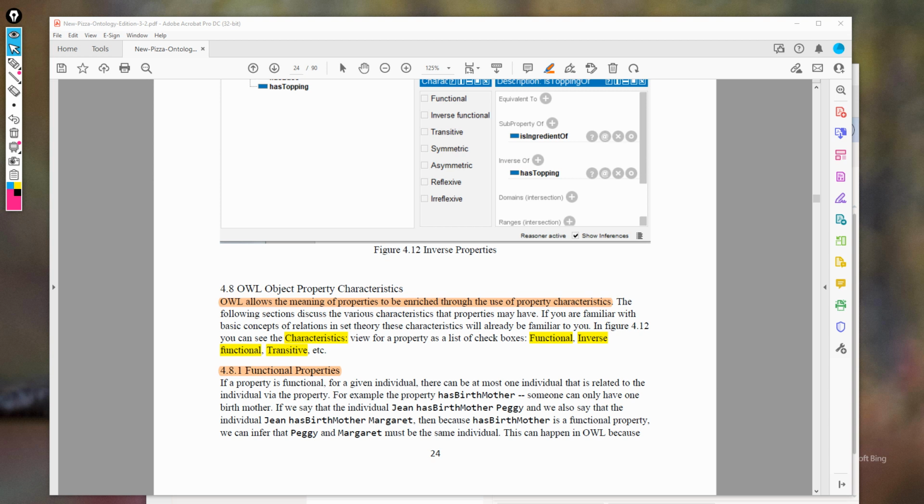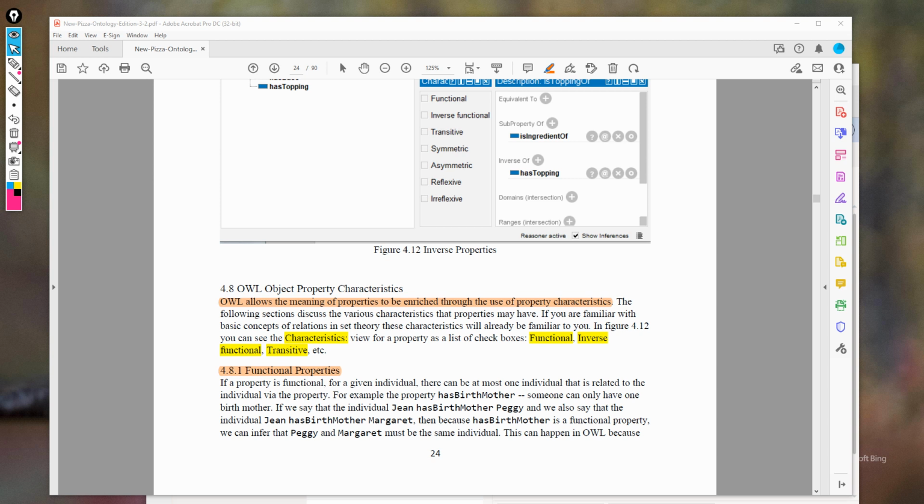So the main topic of this lecture is the OWL property characteristics. OWL allows the meaning of the properties to be enriched through the use of property characteristics. There are many property characteristics you can use, but one of them is called functional properties.